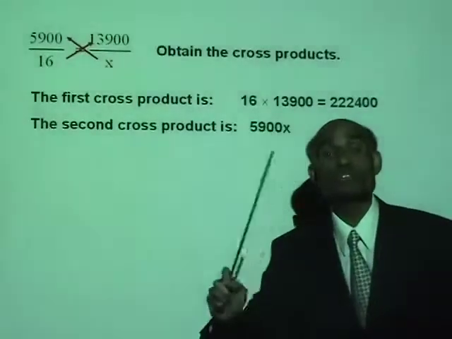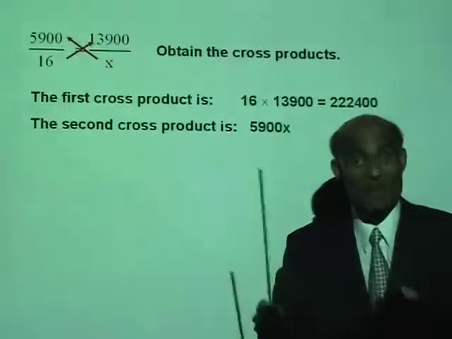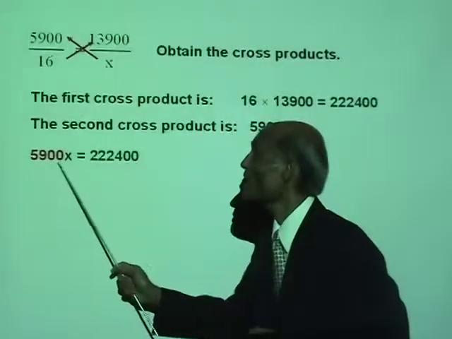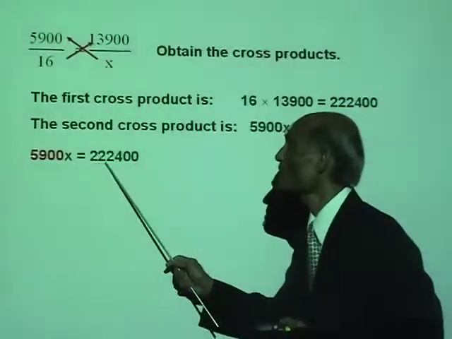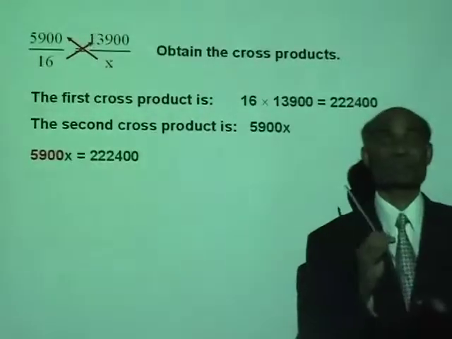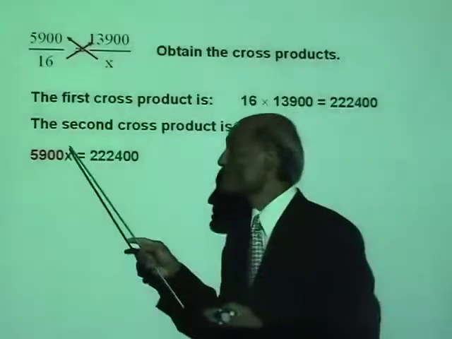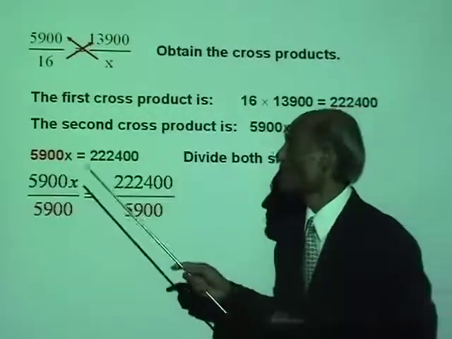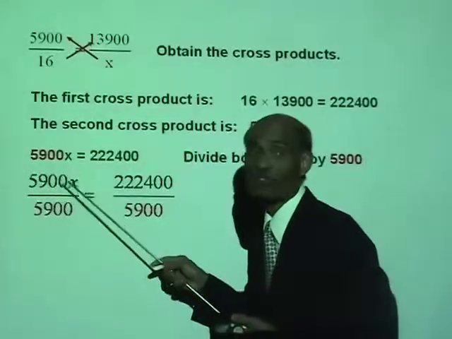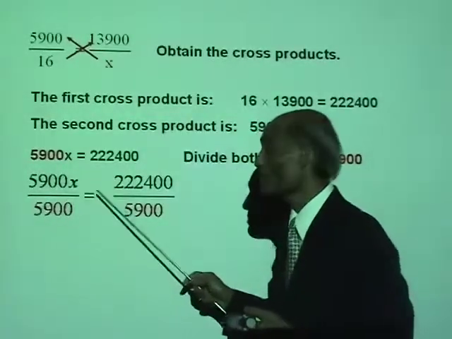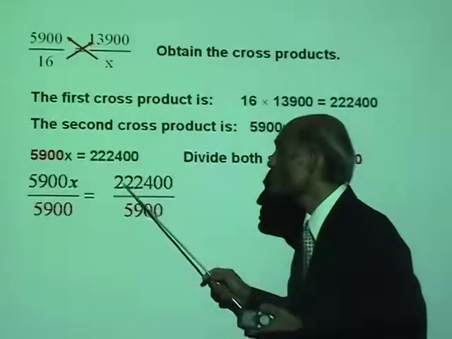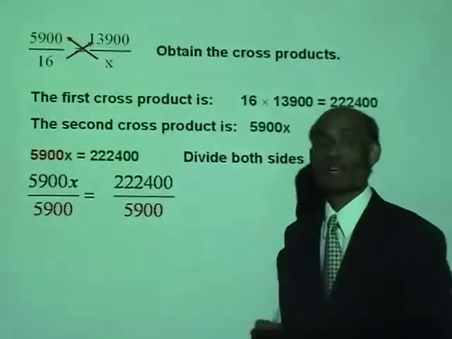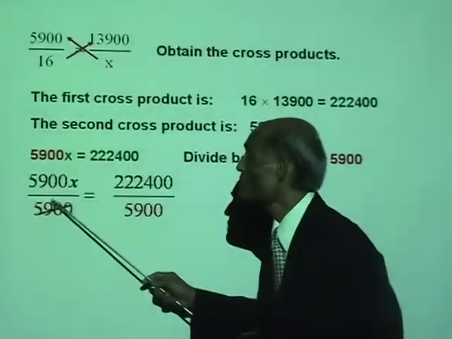And what do we do with these two cross products? They must be the same. So, since they are the same, we have 5,900x equal to 222,400. Alright? To get x alone, we divide by 5,900. That will be 5,900x divided by 5,900 equal to 222,400 divided by 5,900. Now, on the left, these two will go.